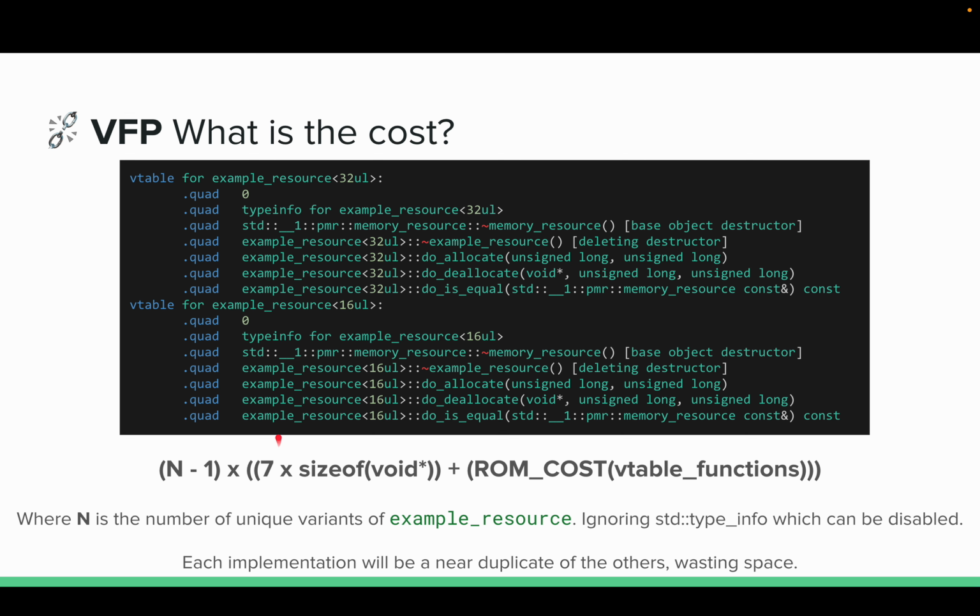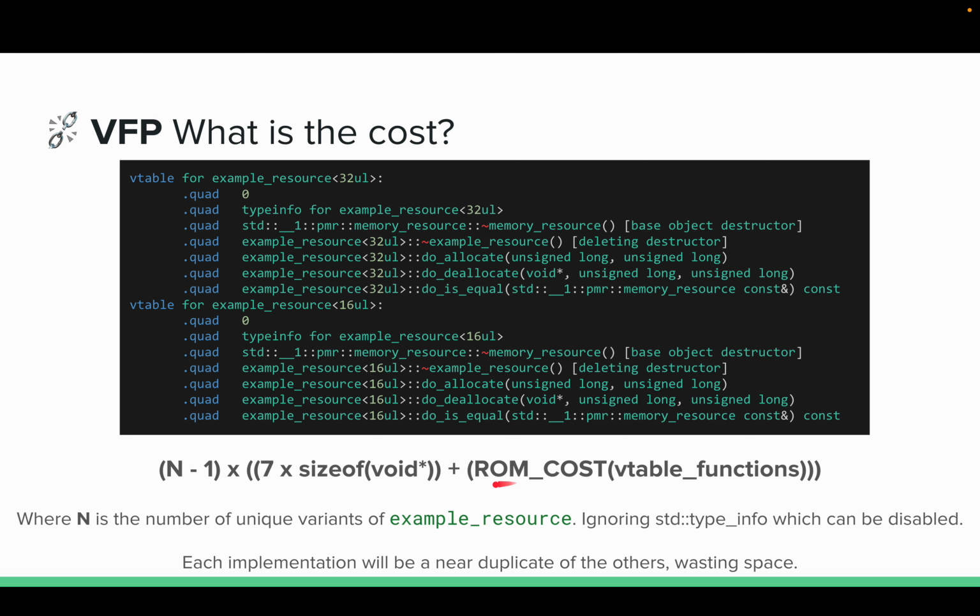If we were to think about this, there's going to be at least one implementation of example resource. So what we're really looking at is how much is the additional cost after you've created the first one. So that's n-1, where n is the number of unique variants of example resource, so 16, 32, whatever it might be. Because the VTable has 7 entries, it's 7 times the number of pointers you have. These are all just pointers for a 64-bit operating system. Sorry, architecture.